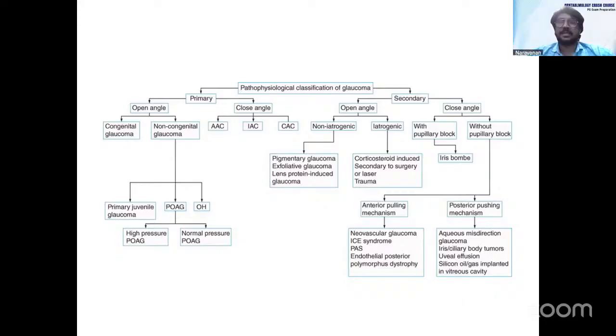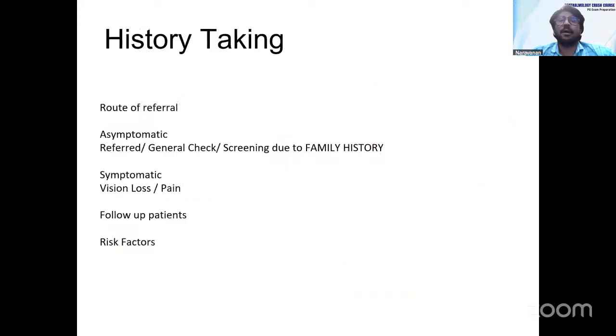With this understanding, it is always essential for us to look at how the patient is presenting to us. While taking a history, always look at the route of referral. The patient may be asymptomatic, referred by another practitioner, or have come for a general checkup with an incidental finding of glaucoma, or be coming to you for screening due to a positive family history. If the patient is symptomatic, look for signs of vision loss and pain. And if they are follow-up patients, always look at the entire record of the patient from the initial finding onwards. Your history taking should always be directed towards looking at risk factors, not only for the diagnosis, but also for the prognosis of glaucoma patients, so they can be managed effectively in the course of the disease.